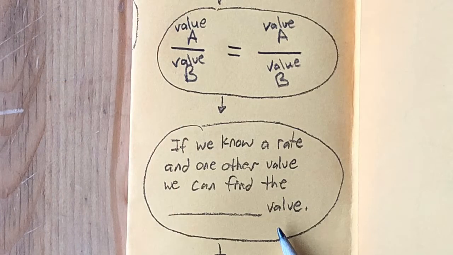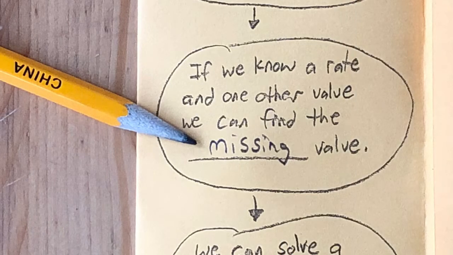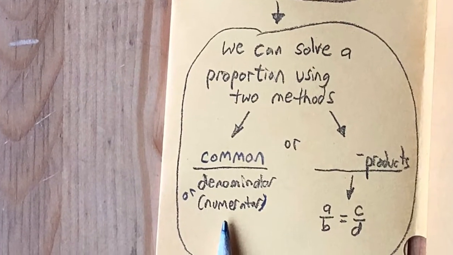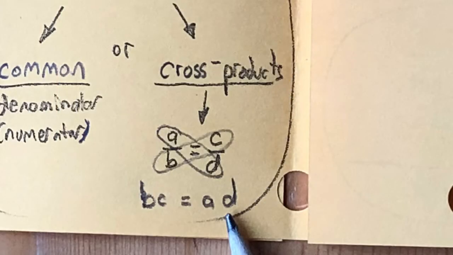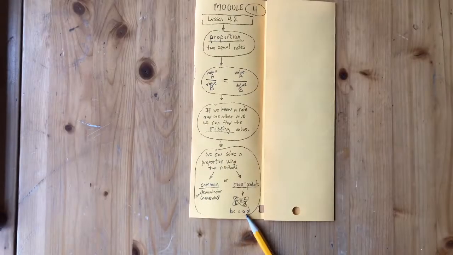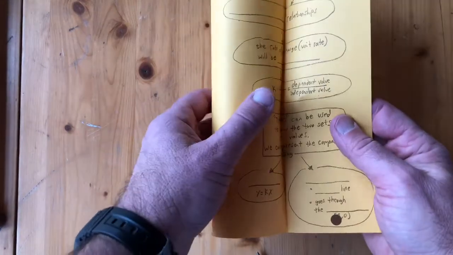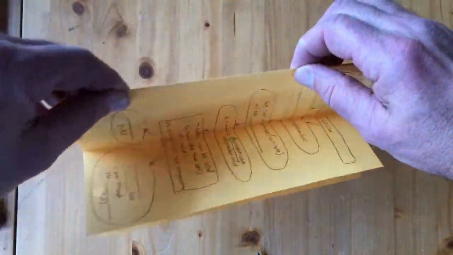We can use a proportion to find a missing value if we know a rate and one of the other values. There were two methods that we discussed and showed in order to solve a proportion. One is using a common denominator or numerator, and the other one is using cross products, where we take the denominator of one side, let's say B, times the numerator on the other side, C, which equals the other denominator times the other numerator. Now refold your review pamphlet so you can see lessons 4.3 and 4.4.